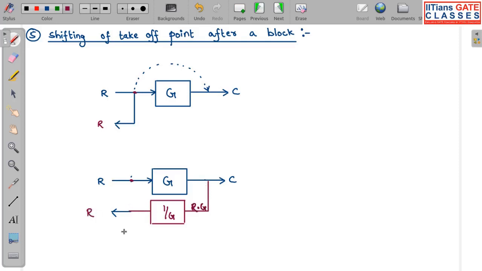So that is why in textbooks you might have seen that whenever you shift a takeoff point in front of a block, or take it ahead of a block, you simply multiply with the inverse of the gain of the block in front of which you are taking the takeoff point.